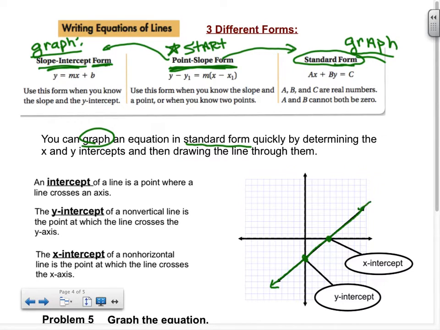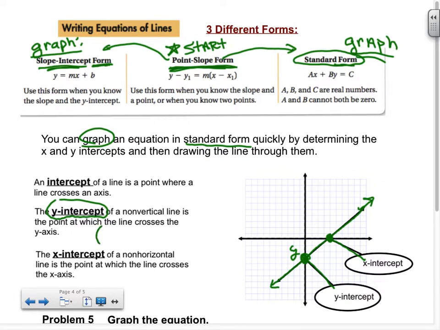Wherever it crossed, that was an intercept. This one's called the x-intercept. This one's called the y-intercept. The y-intercept of a non-vertical line is the point at which the line crosses the y-axis. This is the y-intercept.